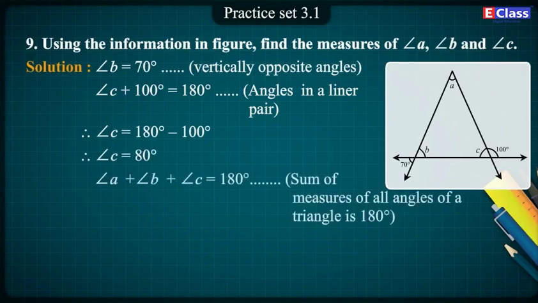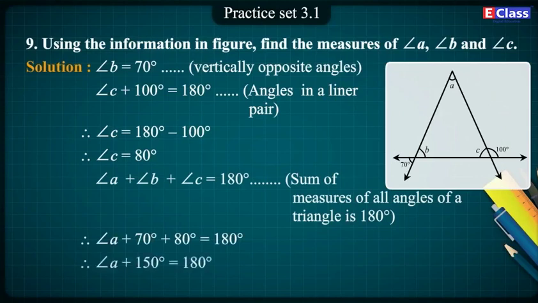Angle A plus angle B plus angle C is equal to 180 degrees, as the sum of measures of all angles of a triangle is 180 degrees. Therefore, angle A plus 70 degrees plus 80 degrees is equal to 180 degrees. Therefore, angle A plus 150 degrees is equal to 180 degrees.